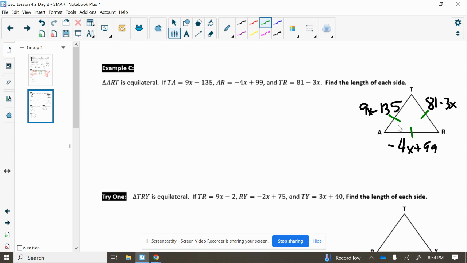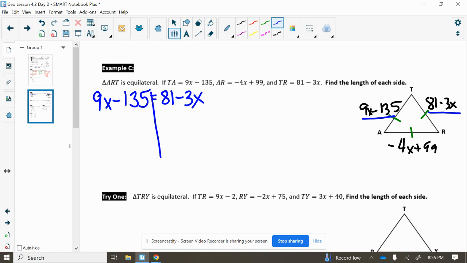Now, in this situation, it does not matter which sides we choose. You could pick your favorite 2 out of 3 sides to set equal to each other. I'm going to just choose 9x minus 135 and 81 minus 3x. Officially you could pick any 2, because they all should be equal to each other.